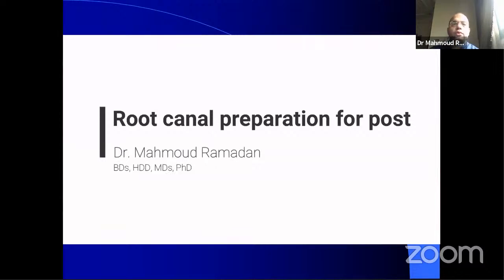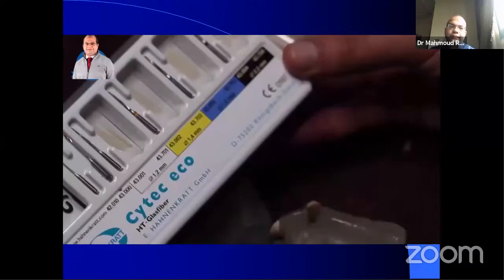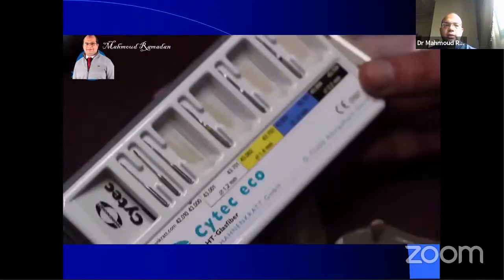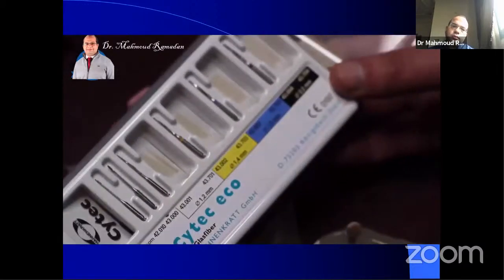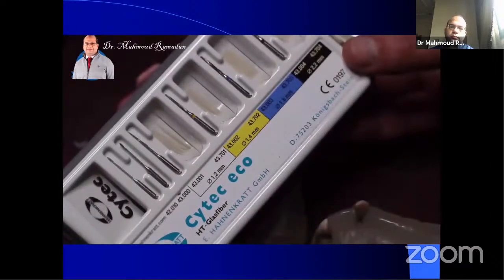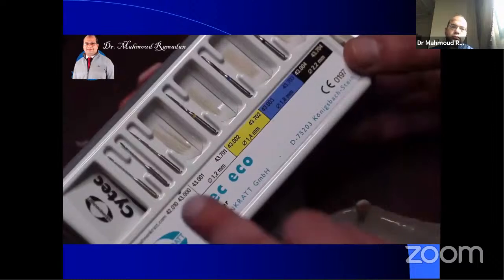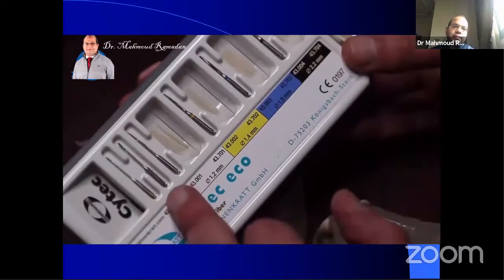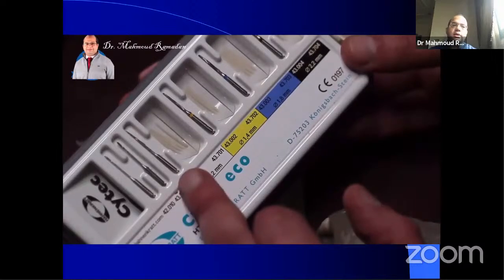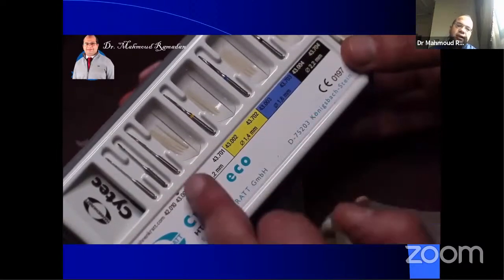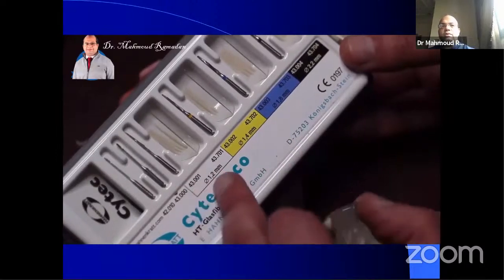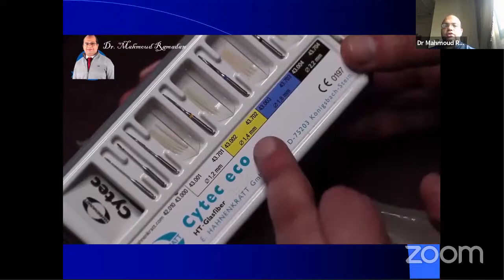Then we are going to do the root canal preparation for the post. Several systems can be used for this preparation. These are the initial drills to remove gutta-percha. In some systems, it will be Gates Glidden drills to remove gutta-percha. And the final drills will match the size of the post that will be used in taking the impression.